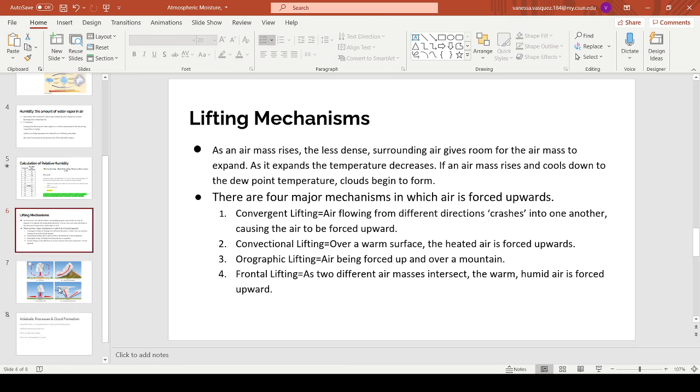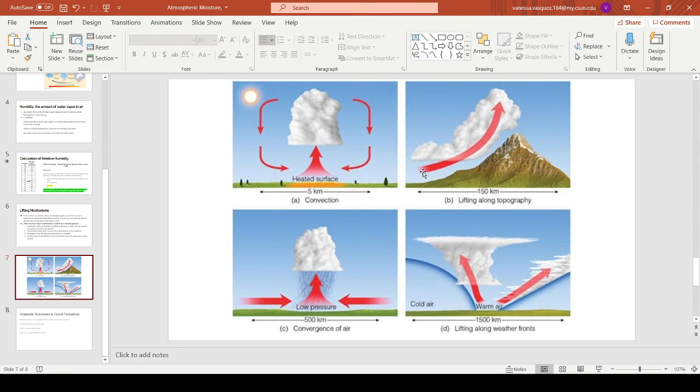And so in this diagram, we are going to look at the 4 major mechanisms that force the air to rise and form cloud development. For diagram A, this one's called convectional lifting, and the sun is warming up the surface of the earth, so there's a warm surface, and the heated air above it rises because warm air rises, and this causes the clouds to develop.